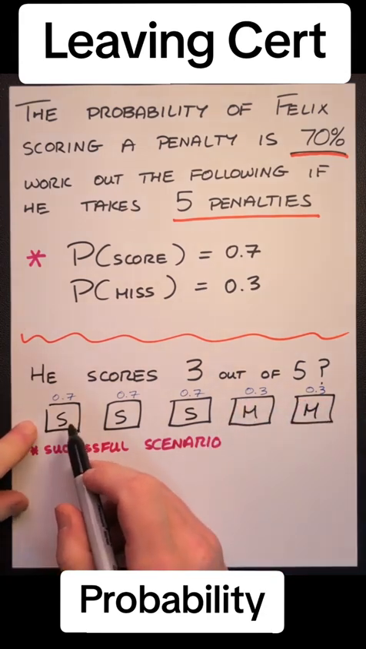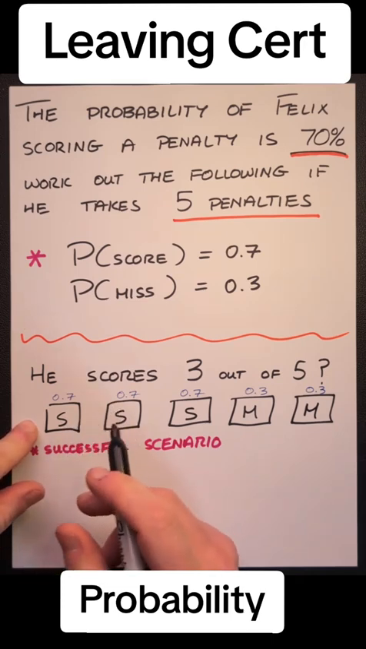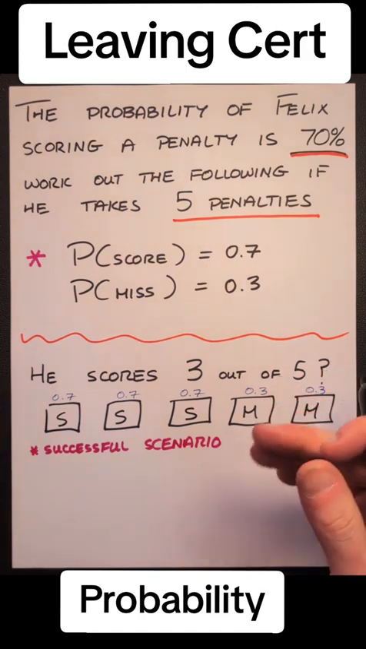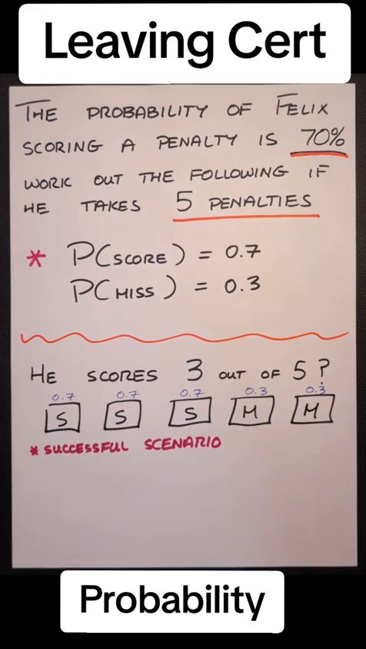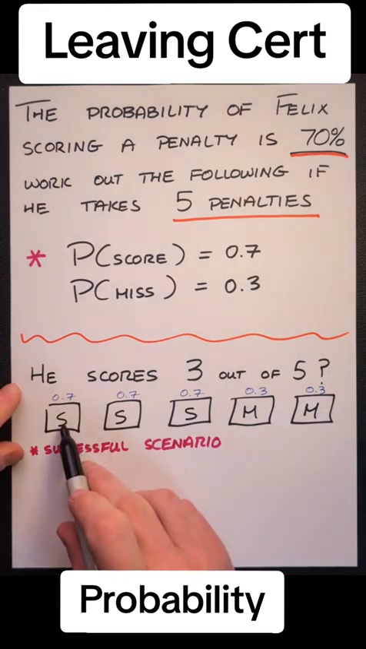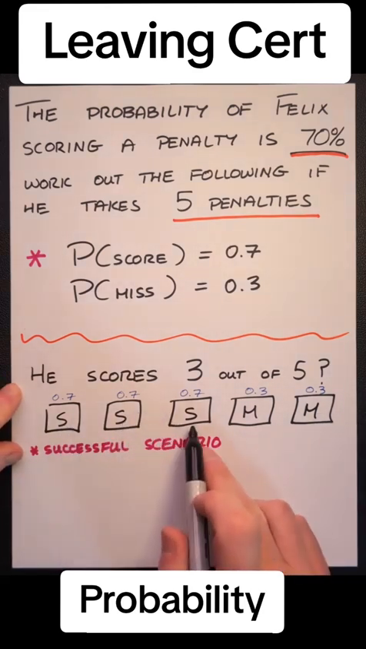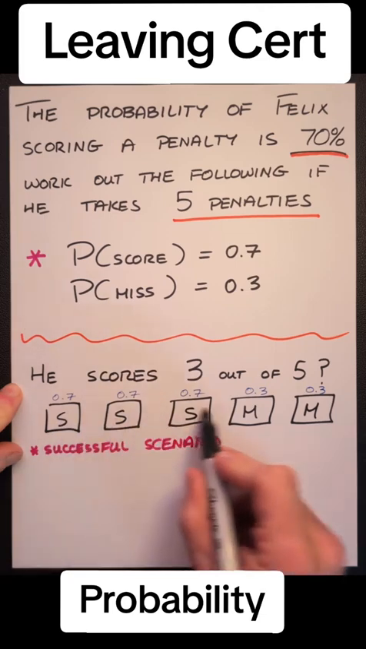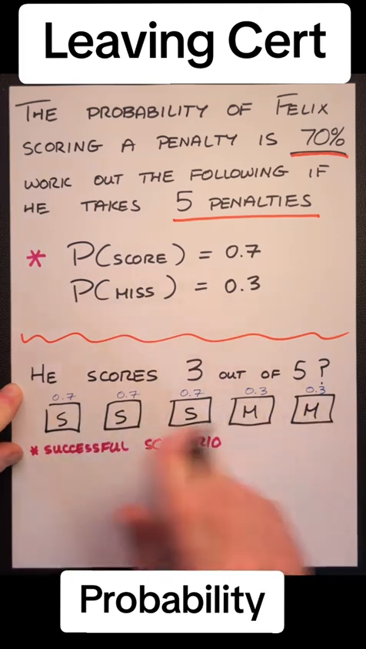Now, we multiply these numbers. If you're unsure why we do that, well, in general, when we say the word and, we multiply. When we say the word or, we add. We can do that in another video. That's kind of junior cert probability, but I'll explain it here. So he has to score the first one and the second one and the third one and miss the fourth one and miss the fifth one. So we've these 3 numbers multiplied. It doesn't matter what order you multiply things in.